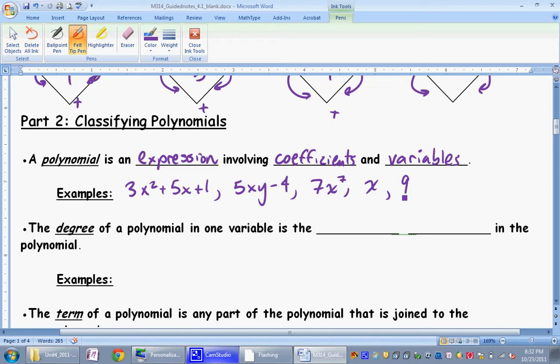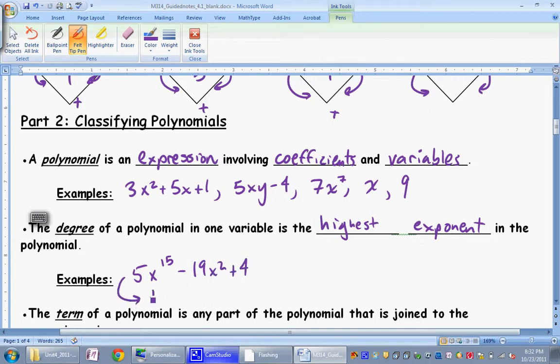The degree of a polynomial in one variable is the highest exponent. The highest exponent in the polynomial. Here's a couple examples. If we have 5x to the 15th minus 19x squared plus 4, the degree is equal to 15. You look for the highest exponent in the entire problem, and that's your degree. We could try another one. 19x to the 3rd minus 5x plus 1. The degree is equal to 3.